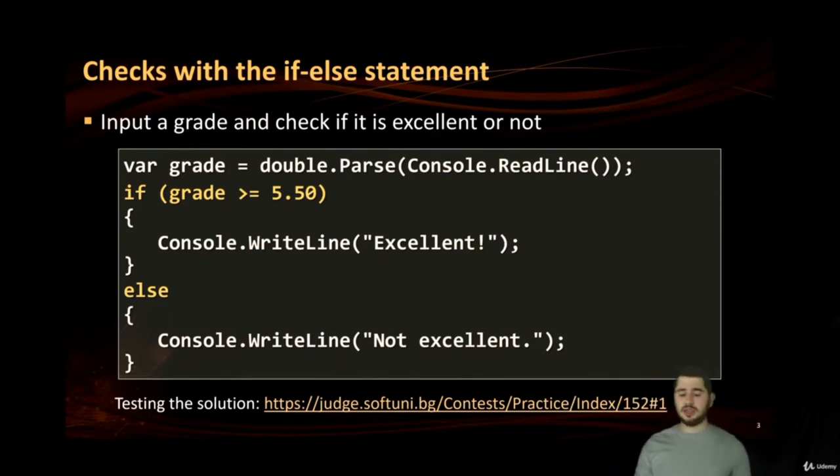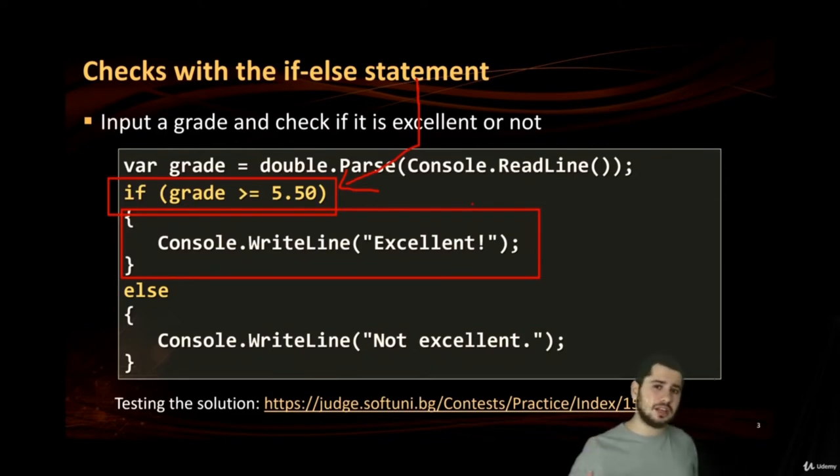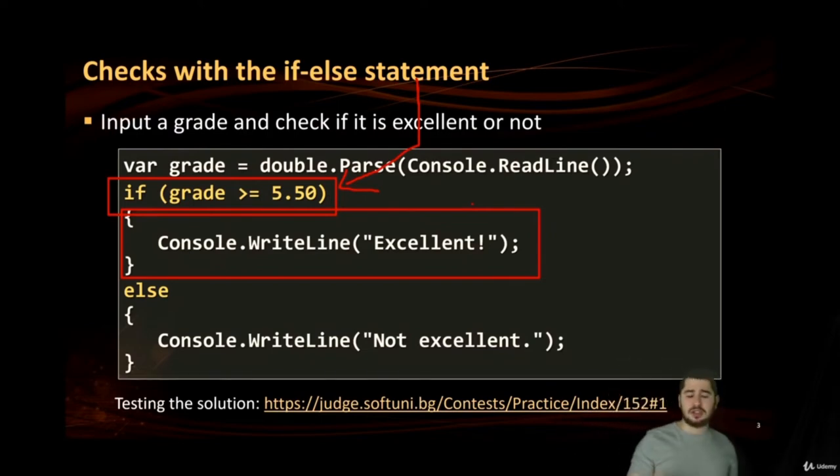In that case, what you can use is another new thing called an else statement. How does an else statement work? Well, you have, as usual, your condition and the result from your condition. But you also have an alternative code which executes when the condition is not met. So the condition is, if the grade is greater than 5.5, output excellent. Don't output anything else, just excellent, and stop there. But if that condition is not met, in every other case, output not excellent.